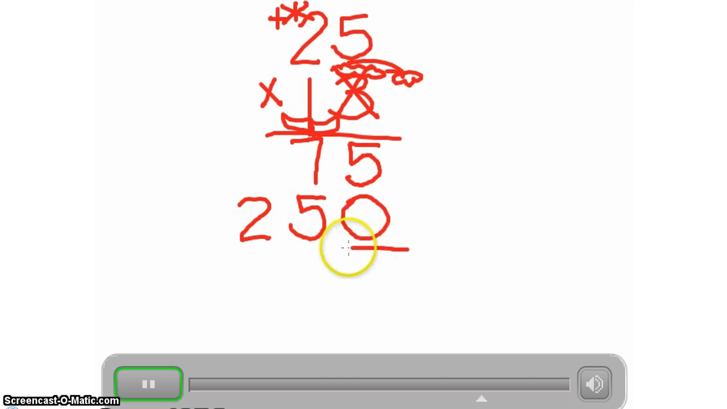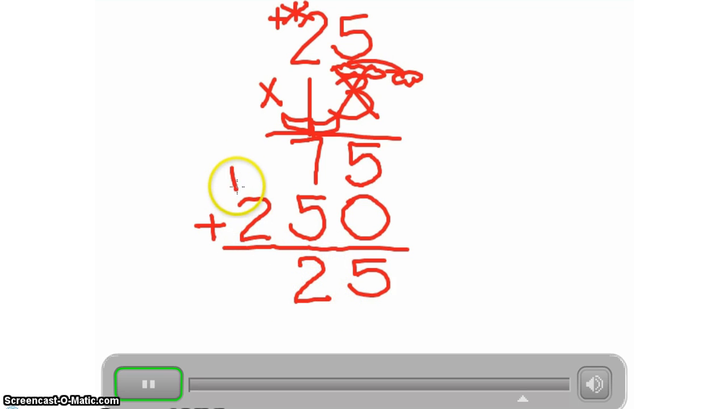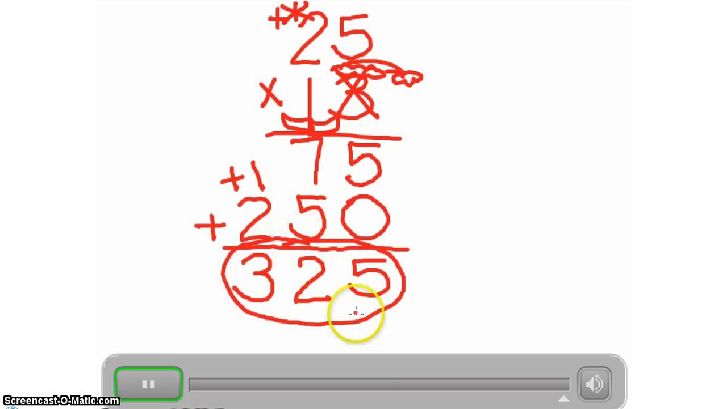Once both of them have gone to the houses, we're going to add the numbers that we got from multiplying. 5 plus 0 is 5. 7 plus 5 is 12. We're going to put the 2 down and carry the 1. We're going to regroup that 1. So 2 plus 1 is 3. So what we get is 325.